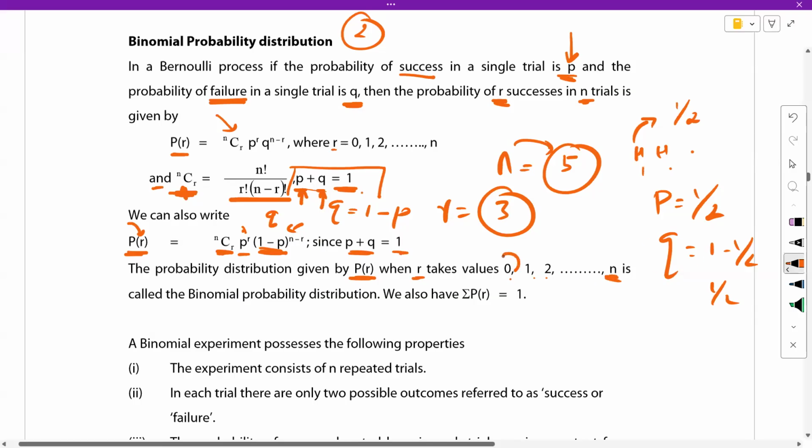For example, here 0 means no head, no success, then 1 success, 2 successes, like that. This is called the binomial probability distribution. We can also say the sum of the probabilities of R equals 1. Always you have to remember these rules.